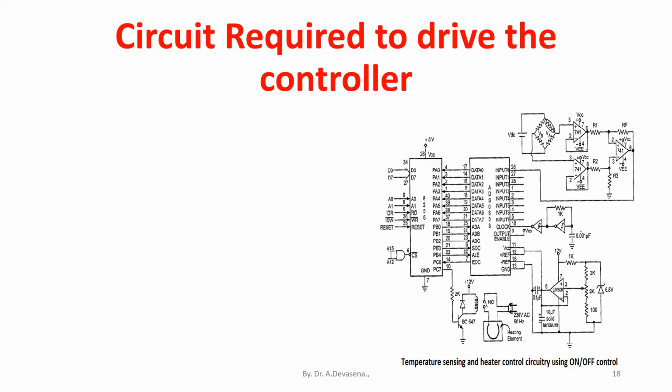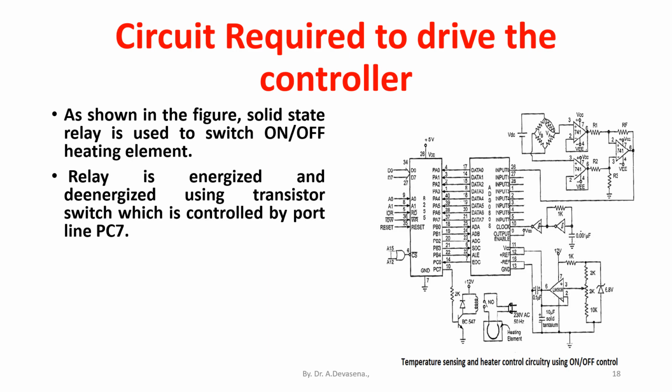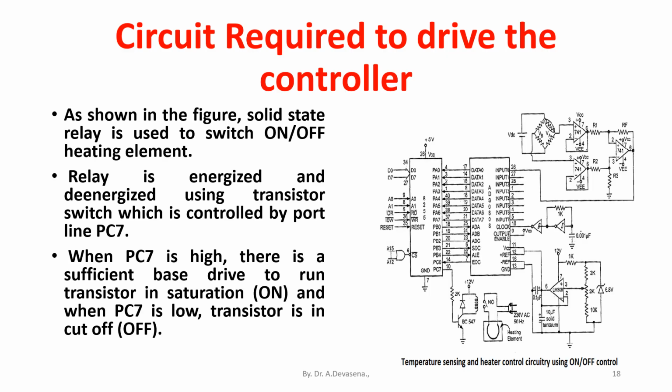As shown in this figure, a solid state relay is used to switch on and off the heating element. The relay is energized and de-energized using a transistor switch, which is controlled by port C line PC7. When PC7 is high, there is sufficient base drive to run the transistor in saturation, that is an on condition, and when PC7 is low, the transistor is in cutoff, that is off condition.